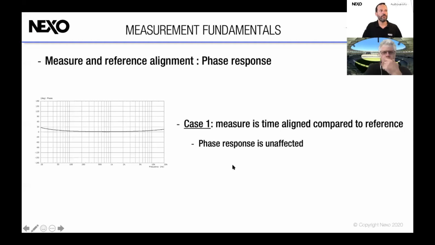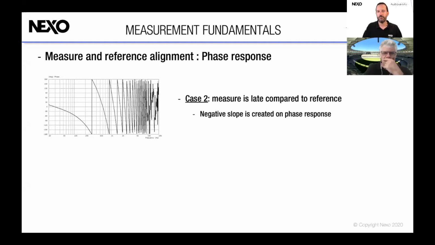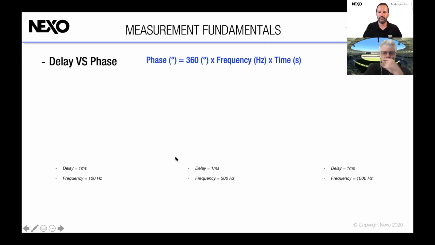So if the measurement is time aligned, then it's perfect. And as I showed you, if the measurement is late, then you create a negative slope. If the measurement is in advance, then you go to a positive slope. So what we want to do is to get exactly a straight line. This is a little bit of theory just to make sure that you understand.